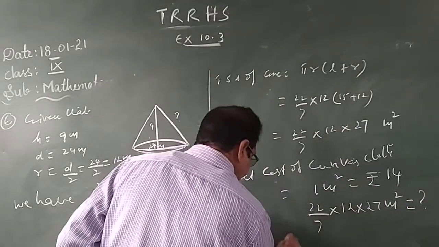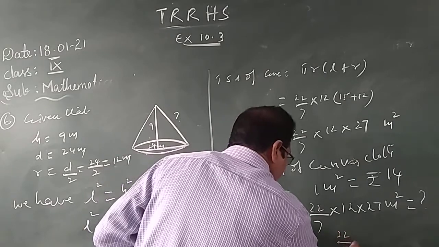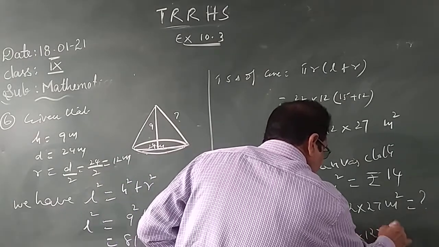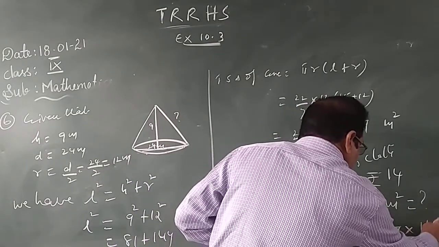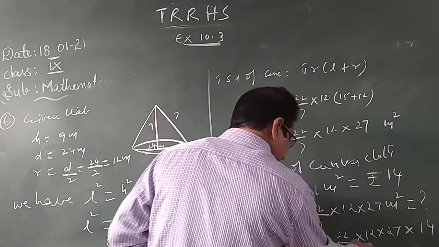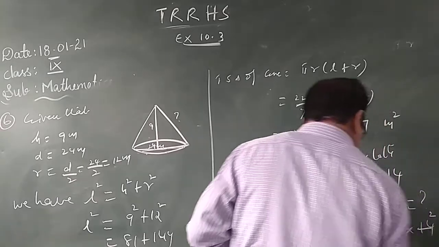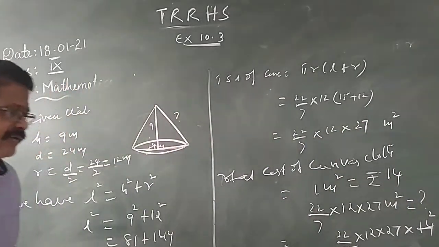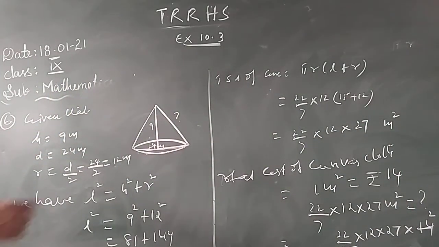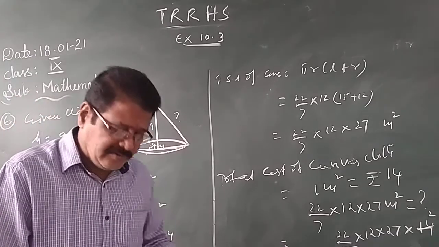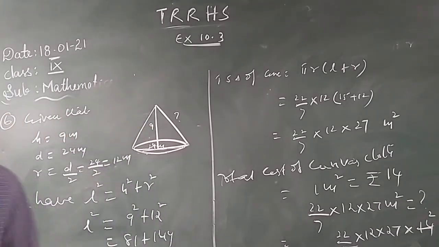So into 14. Yes, 22 by 7 into 12 into 27 into 14 rupees. You multiply them, you will get the answer in rupees. That is the total cost, you will get it. I hope it is understood. Do the simplification.